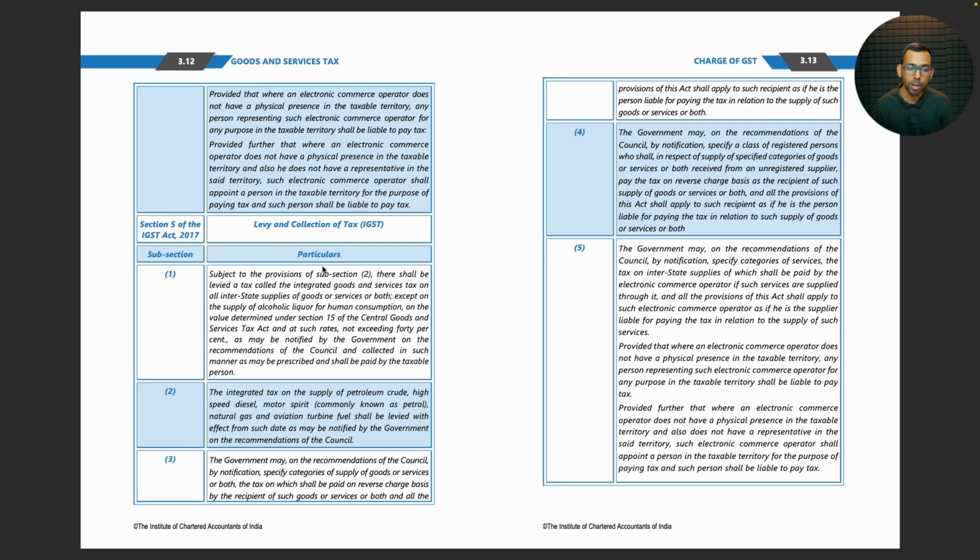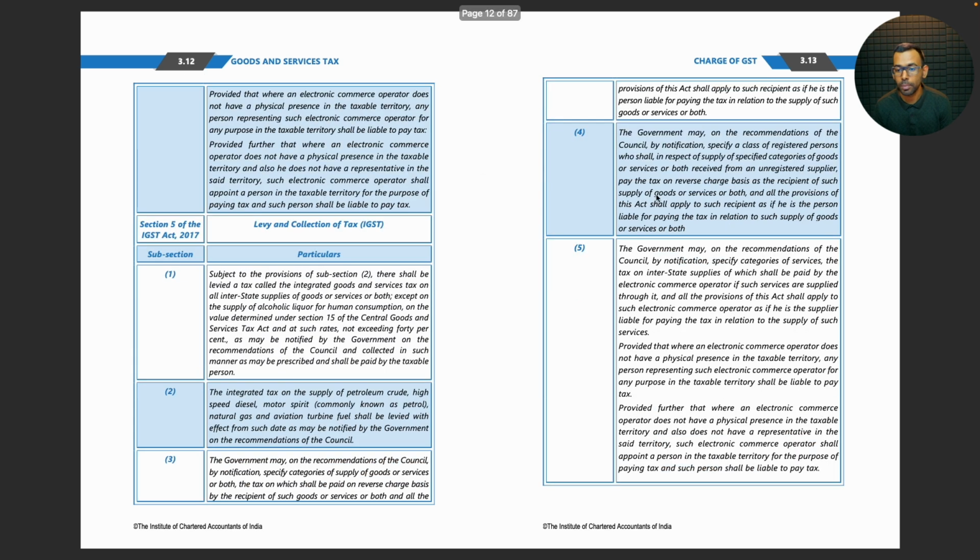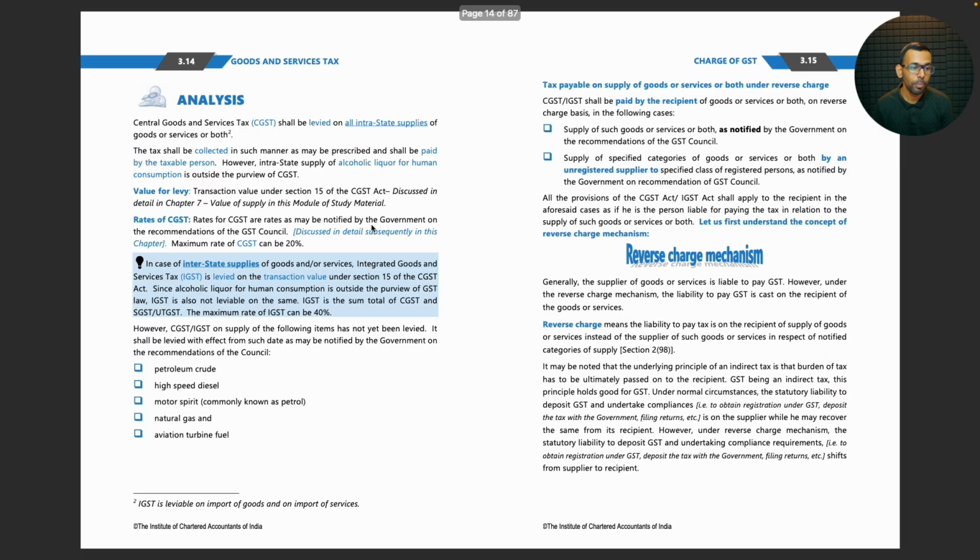Okay, anyway, whatever we saw here in section 9 of the CGST Act has been replicated here. So I'm saving the reading for this segment. Only difference is that here the rate is 40%. That's it. And the section is... 50%? No, the section is section 5. There the section was section 9. Apart from that, everything is just copy paste.